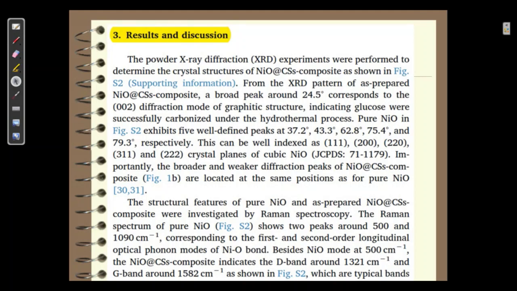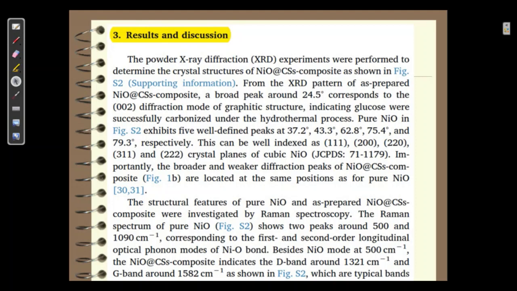Now we have the reason from the XRD pattern. This is the XRD experiment, and we have the figure. So now we are going to explain that from the XRD pattern of the as-prepared nickel oxide carbon sphere composite, a broad peak around 24.5 degrees corresponds to the 002 diffraction mode of the graphitic structure, which is the famous carbon material, indicating glucose was successfully carbonized under the hydrothermal process.